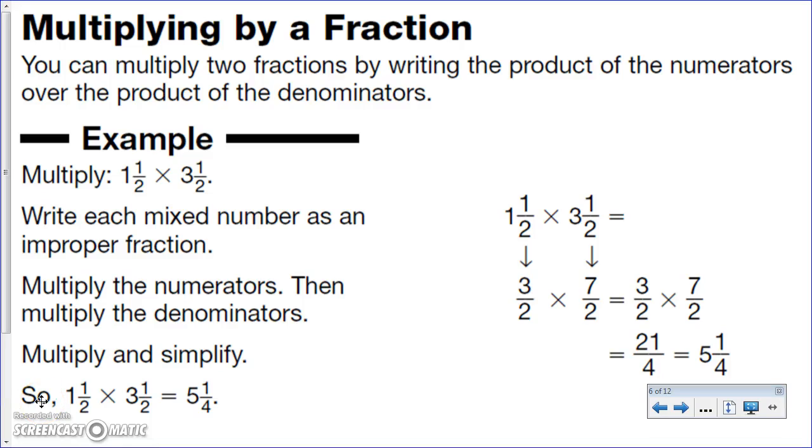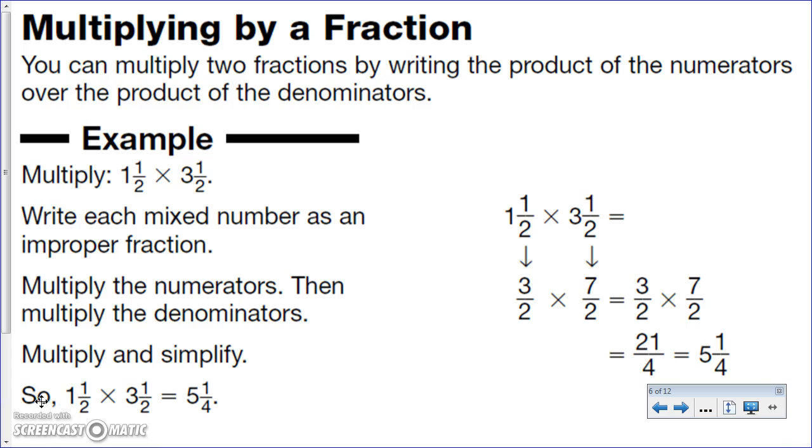Alright, continuing on in part 2 of our fraction review, we're going to look at multiplying fractions by fractions first. So, you can multiply two fractions by writing the product of the numerators over the product of the denominators. In our example here, we're multiplying 1 1/2 times 3 1/2. The first step is to get each mixed number into an improper fraction. So 1 1/2 becomes 3/2, and 3 1/2 becomes 7/2.